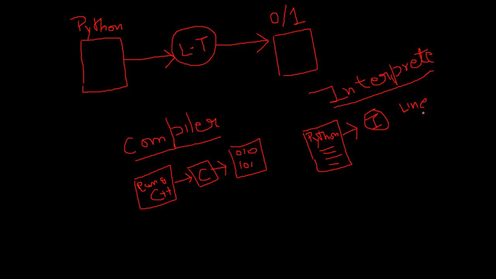So how will this interpreter work? This interpreter will work in line by line order. It doesn't convert the entire code into machine code. It will simply take the first line, check that line and convert it into machine code. Then it takes the second line, checks the line, converts it into machine code, and then processes it. So that's why it is called an interpreted language.